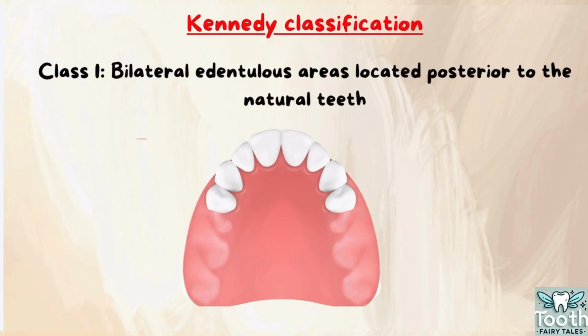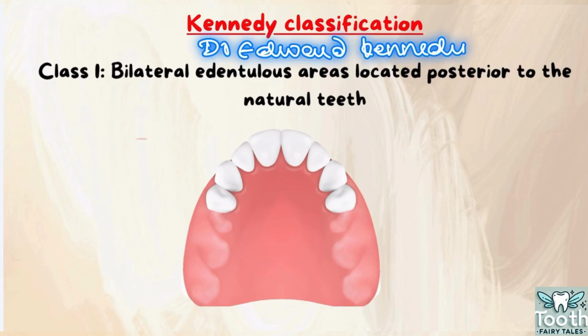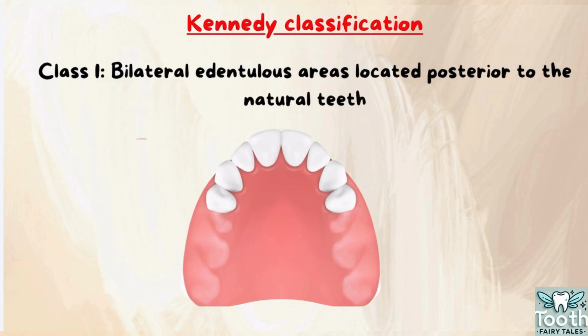Let us start our lecture by discussing the Kennedy's classification. Kennedy's classification is a very important system which is used for classifying the partial edentulous arches. This classification was first given by Dr. Edward Kennedy in the year 1925. Kennedy classification has four basic classes in it: Class 1, Class 2, Class 3 and Class 4.